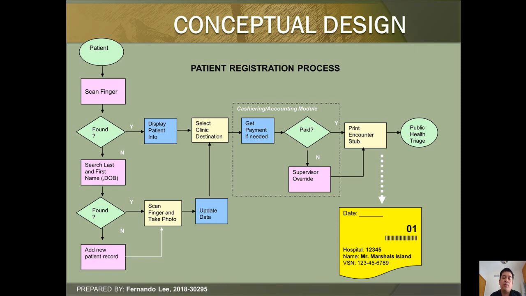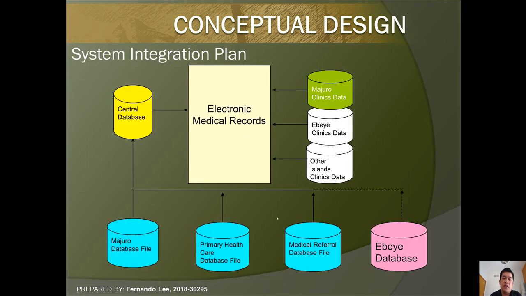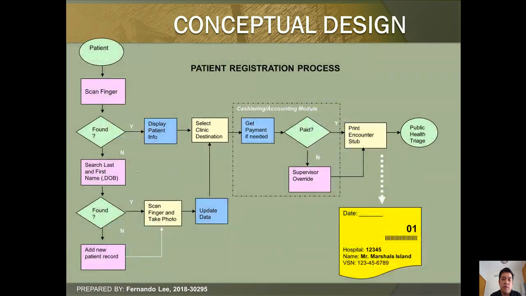So basically the patient registration process will start with the patient coming in, and then they have this finger scanning. This is to make sure that this person is the real person. So you scan the 5 fingers. If the patient is already registered, it will go to the information, and then it will allow you to select which clinic you want to go to. Then of course you have to pay at the cashier.